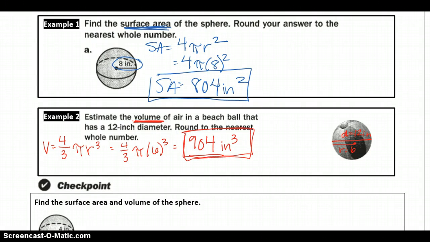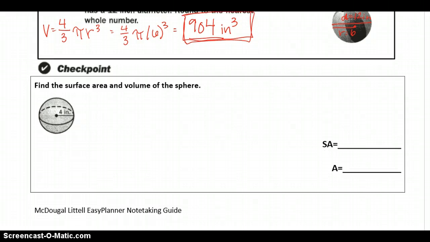Alrighty, you are responsible for the checkpoint below, finding the surface area and volume. It gives you a line for surface area. The second line, where it says A, cross that out and put V for volume. You're responsible for those two things for tomorrow.